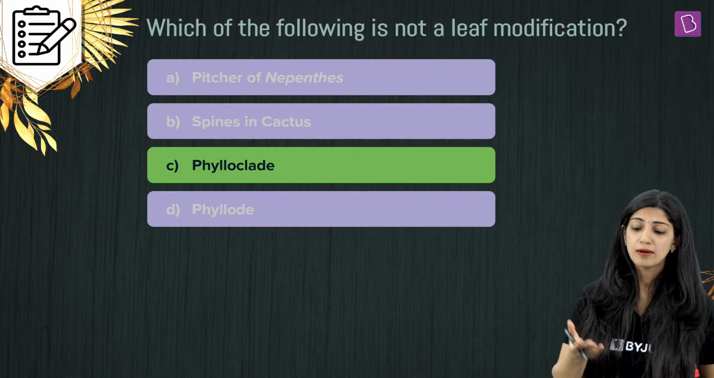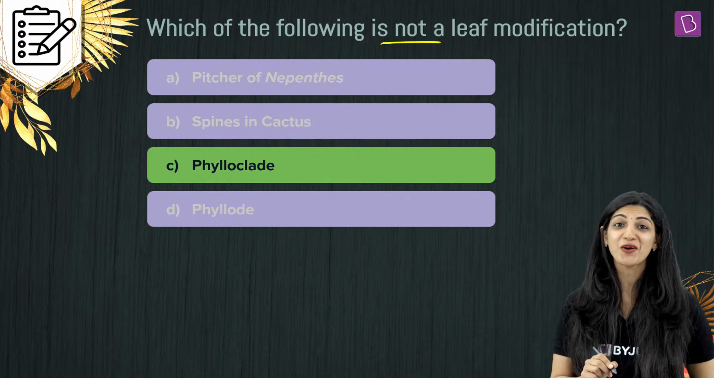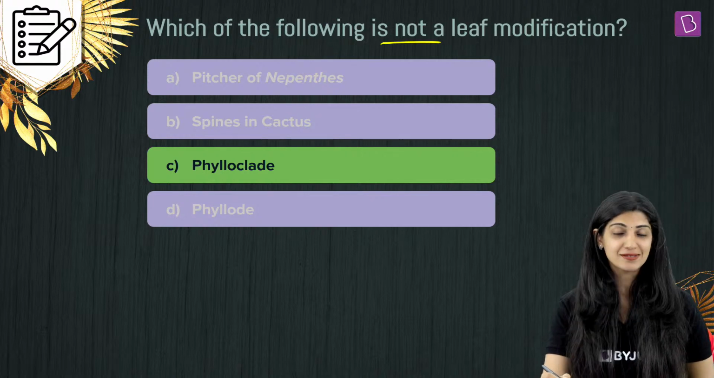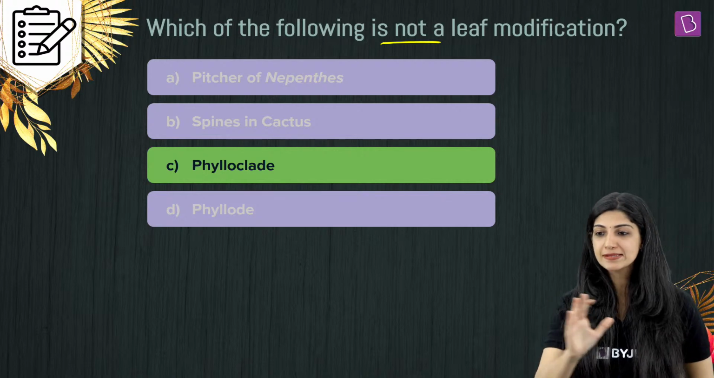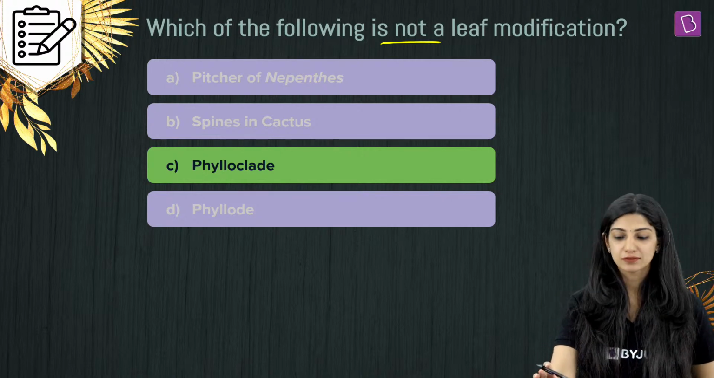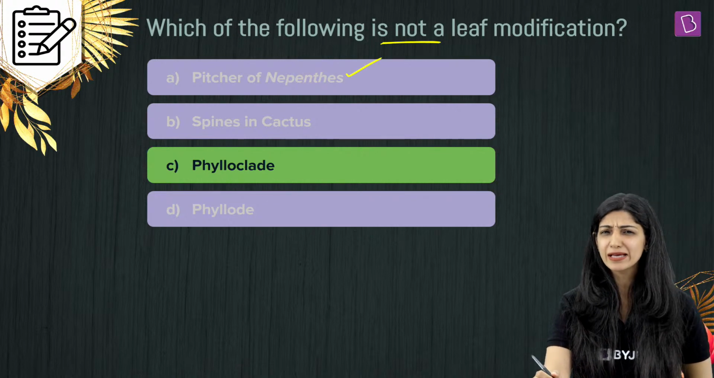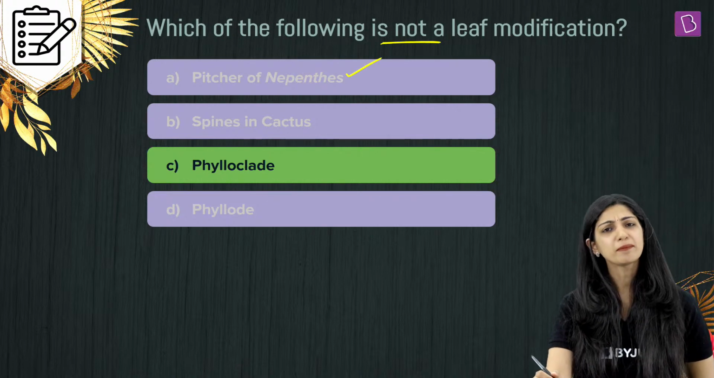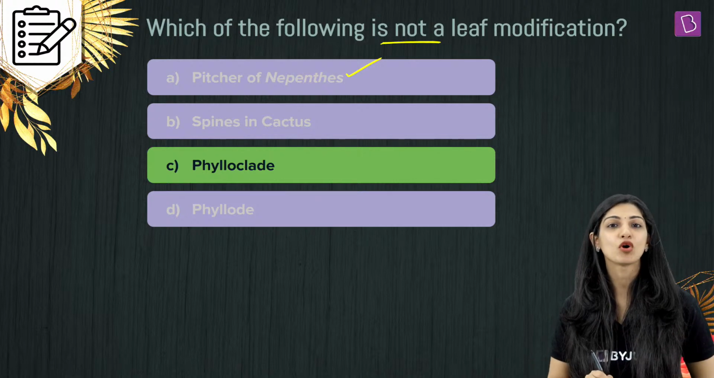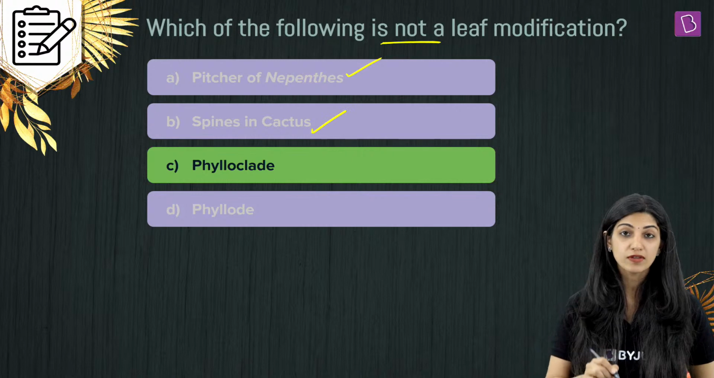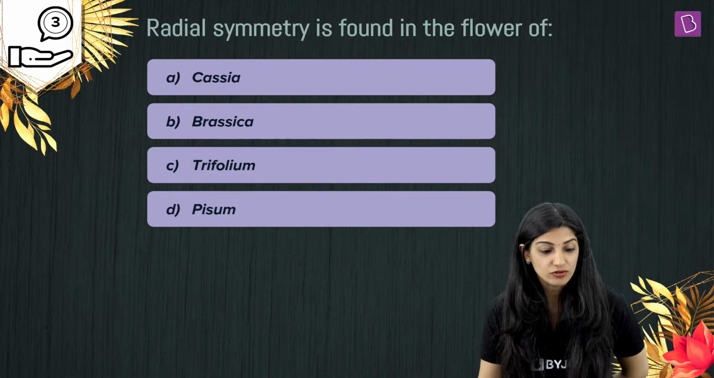Read the question. Which of the following is not a leaf modification? We are not going to mark answer A, please. Many students lose out on their well-deserving ranks because of this habit. So this is a leaf modification. Spines in cactus, what are they? Ma'am, they are a stem modification. Nope. Thorns are stem modification. So this is also there. Phylloclade is a stem modification.